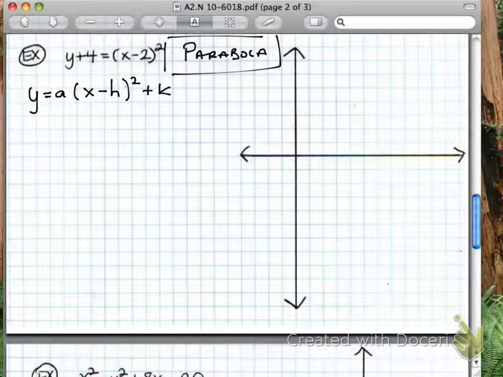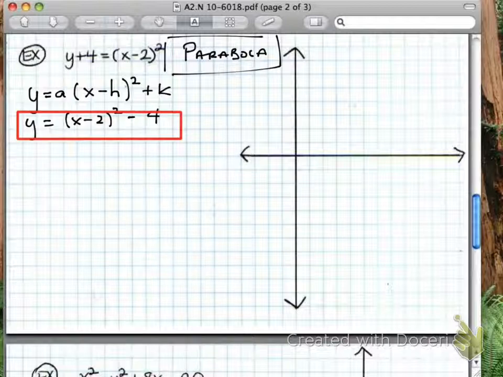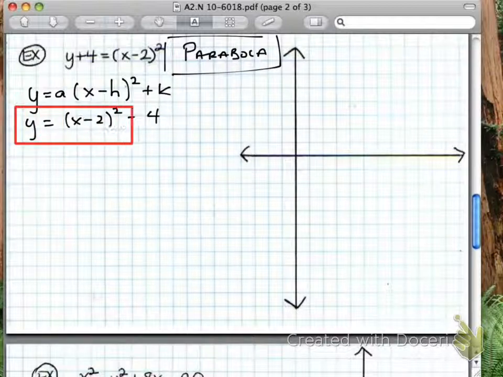Okay, so let's go ahead and put that in the form. That's pretty simple. All I have to do is y equals x minus 2 squared minus 4, right? I just subtracted 4 from both sides. So there's my form. Now I need to graph. So dealing with the parabola, what are my important facts or information?